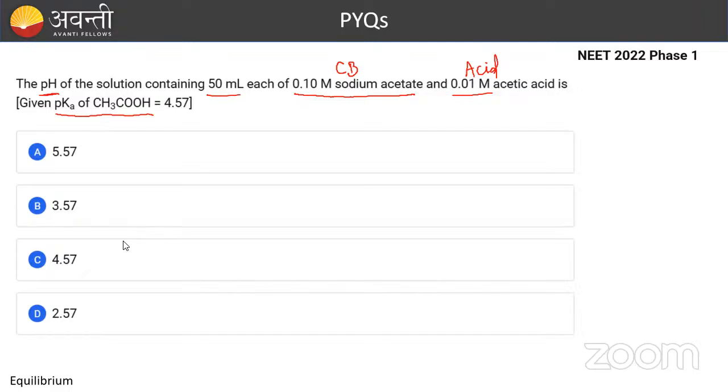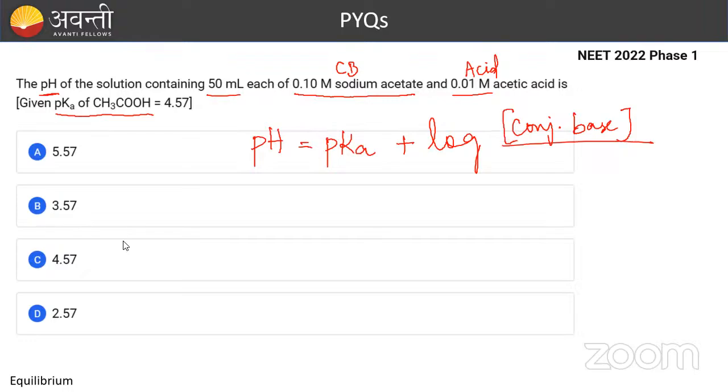So how to find out? pH is equal to pKa plus log of the concentration of conjugate base divided by the concentration of acid. This is called the Henderson-Hasselbalch equation to find out the pH. So now you substitute the values.